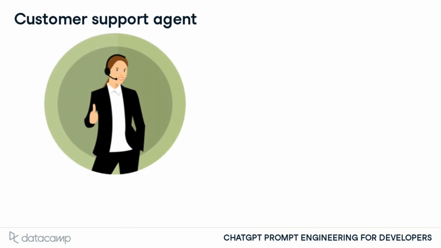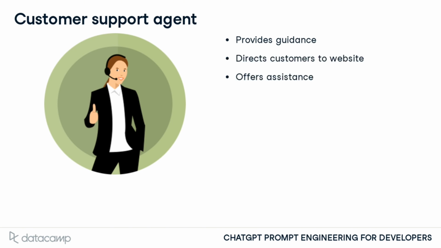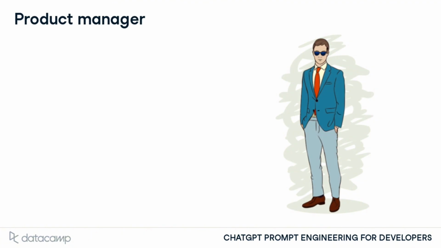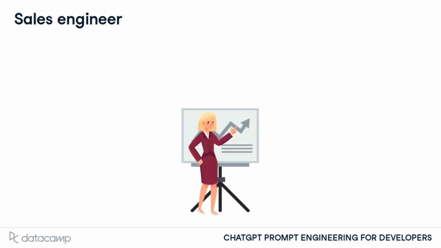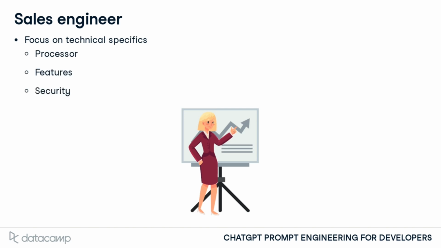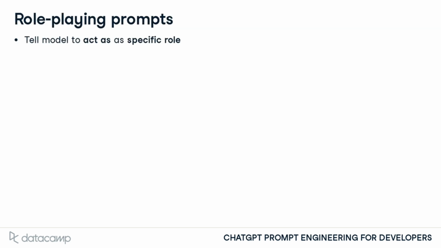The customer support agent provides general guidance, directs customers to the website for more details, and offers assistance. The product manager highlights strategic benefits, focusing on how the product aligns with goals and professional needs. The sales engineer focuses on technical specifics, discussing processor details, features, and security. From this example, we can see how each role can affect the response. And now let's move to implementation.